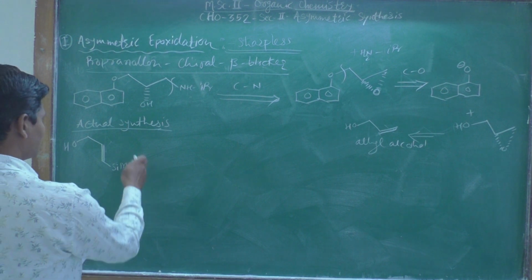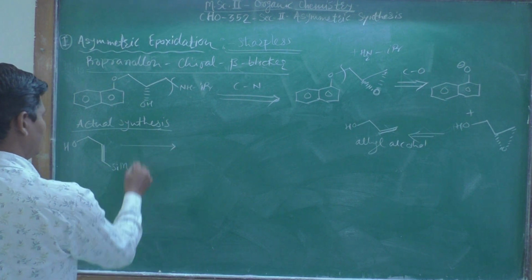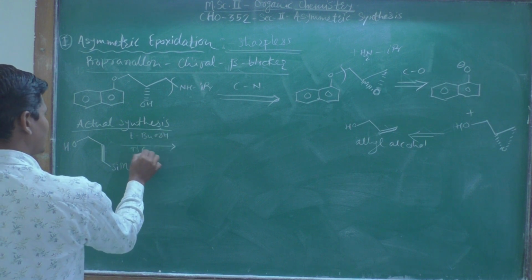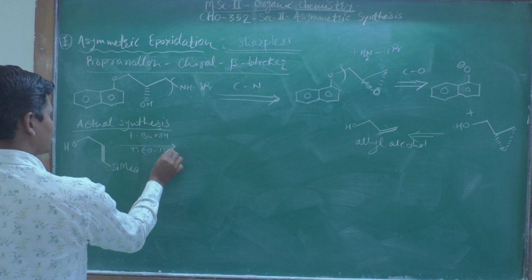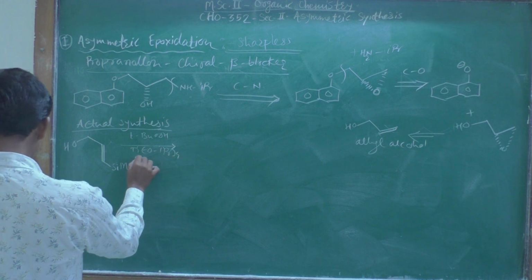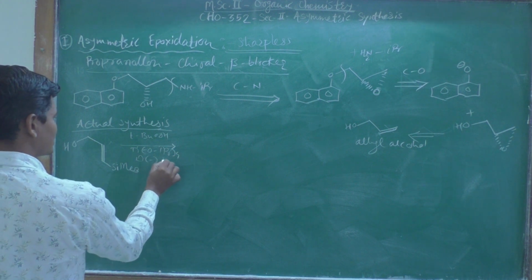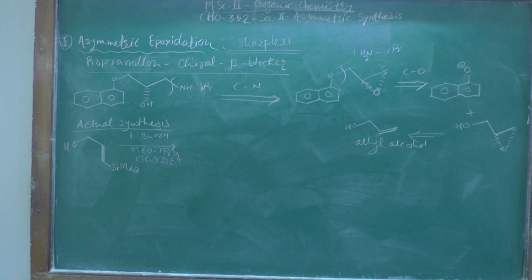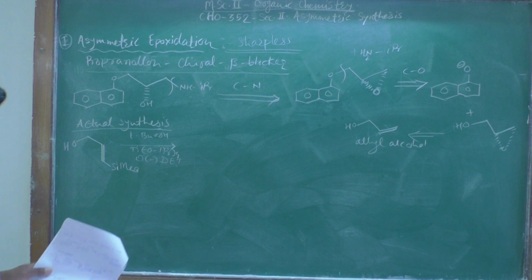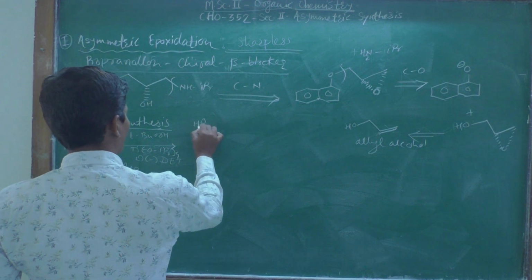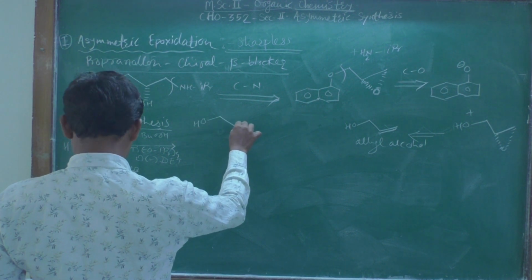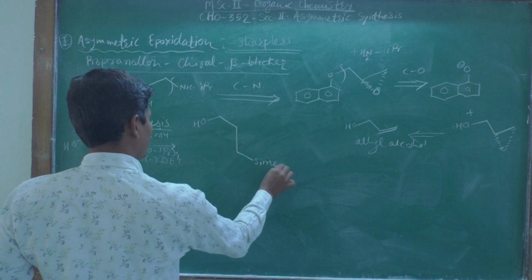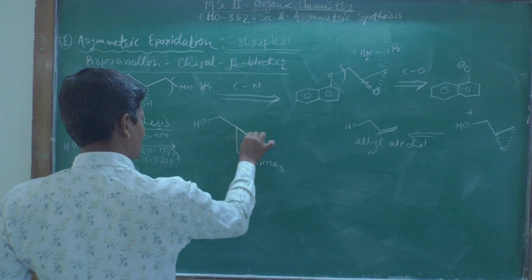Okay, then tertiary butyl hydroperoxide, TBHP, then titanium tetraisopropoxide, and D-(−)-diethyl tartrate. So as D-(−)-diethyl tartrate is there, beta epoxidation takes place, and we are getting OH, SiMe3, O.